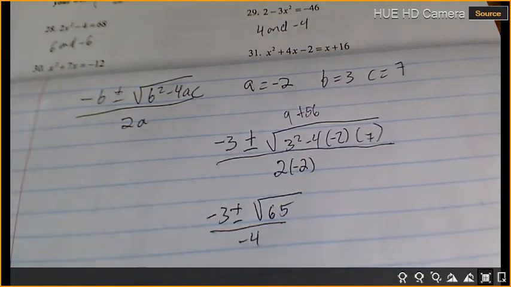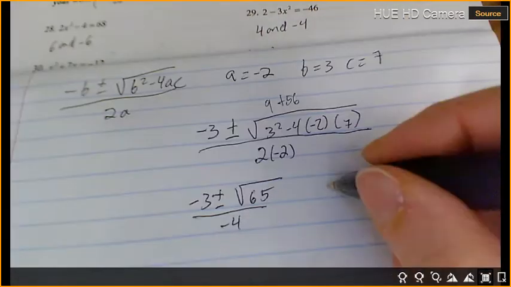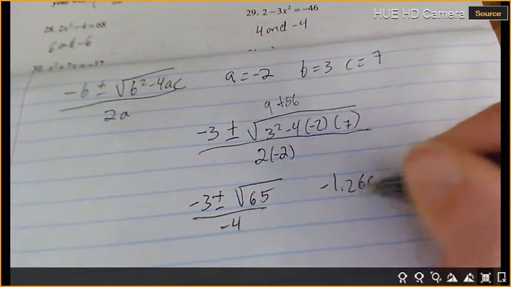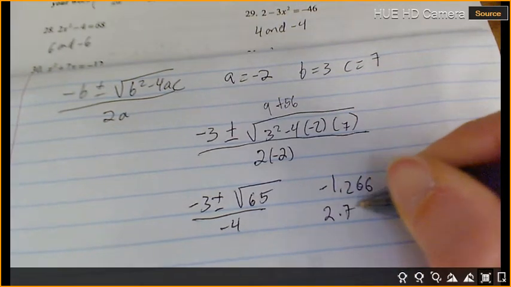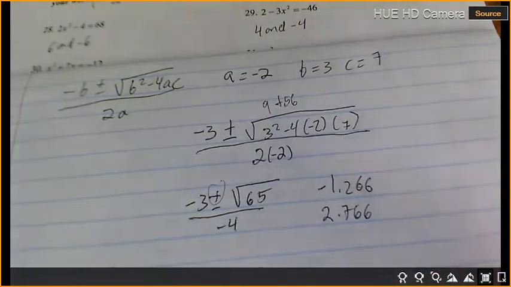So the square root of 65 over negative 4. Okay? Now we can figure out a number that goes into 65 evenly, where 1 is a perfect square, or we could just leave it like this. Let's see, anything going into 65? No. Okay, so we can just say negative 3 plus or minus the square root of 65 over negative 4. And if your answer is decimals, you just stick this in your calculator, and it gives you negative 1.266 and 2.766. Because remember, when you put it in your calculator, you have to do one with a plus sign and one with a minus sign.